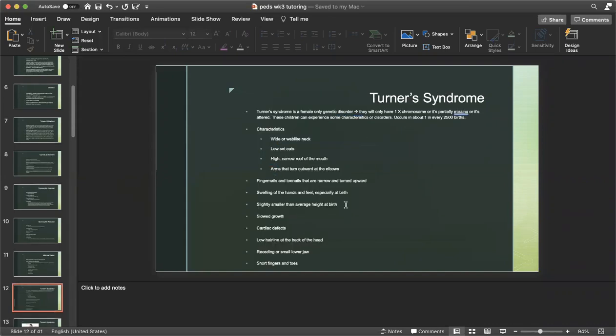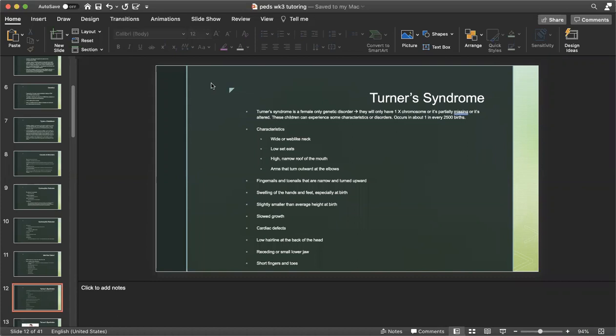So Turner syndrome, sorry, it's kind of small. Turner syndrome is a female-only genetic disorder, so keep that in mind. Only females will get Turner syndrome. They'll have one X chromosome, or it's partially missing, or it's altered. So either they only have one, so it's not XX, or half of it could be missing, or it could just be skewed in their body. These children can experience some characteristics or disorders, and it only occurs in about one in every 2,500 births.